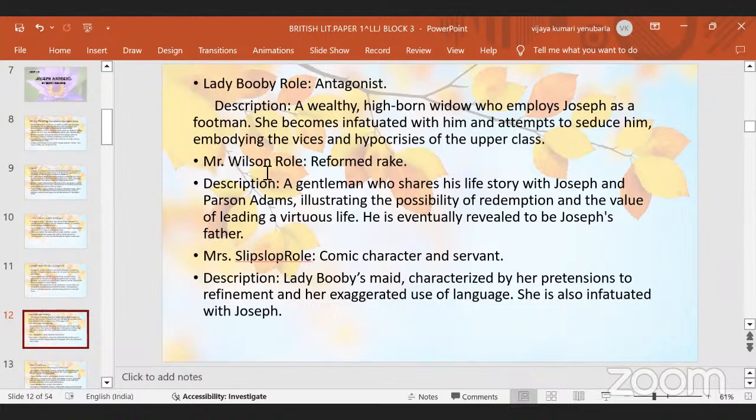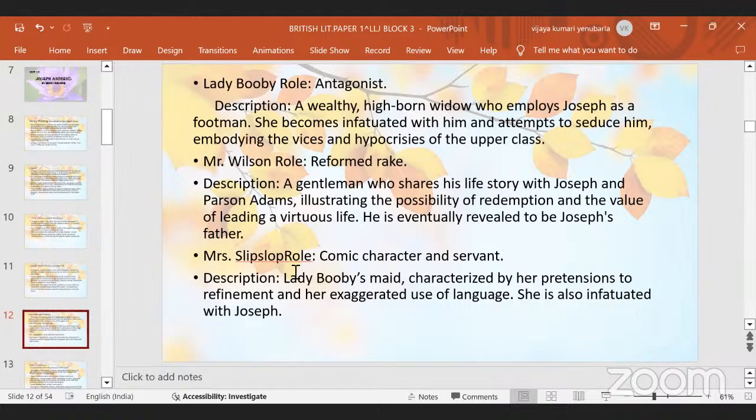So Mr. Wilson's role. He is a reformed rake, which means in the past he committed some mistakes and later he repents. A gentleman who shares his life story with Joseph and Parson Adams. So Joseph and Parson Adams meet this person in their journey, illustrating the possibility of redemption and the value of leading a virtuous life. He is eventually revealed to be Joseph's father in the last part of the story.